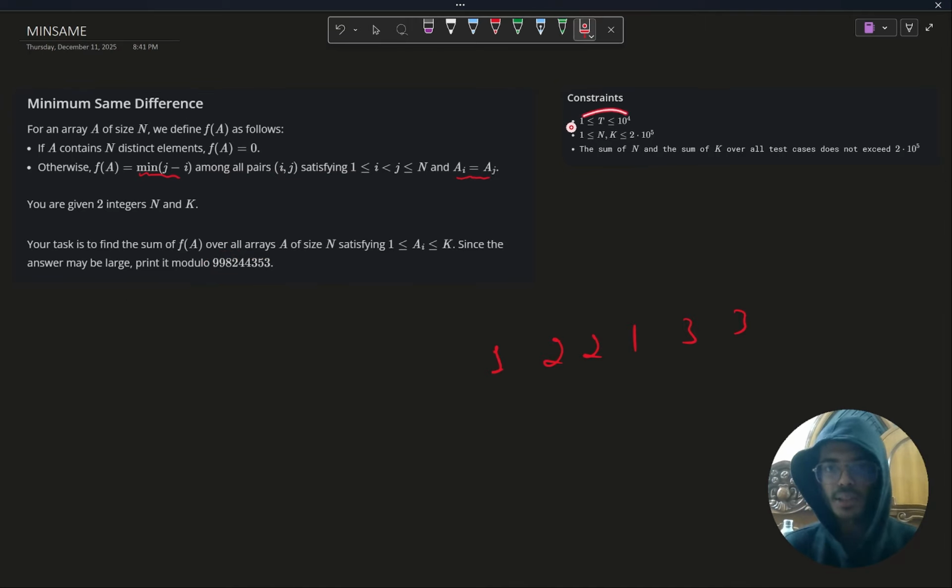Now, the constraints we are given are that the number of test cases will lie between 1 and 10 to the power 4, and n and k will lie between 1 and 2 times 10 to the power 5. It is also given that the sum of n over all the test cases will not exceed 2 times 10 to the power 5.